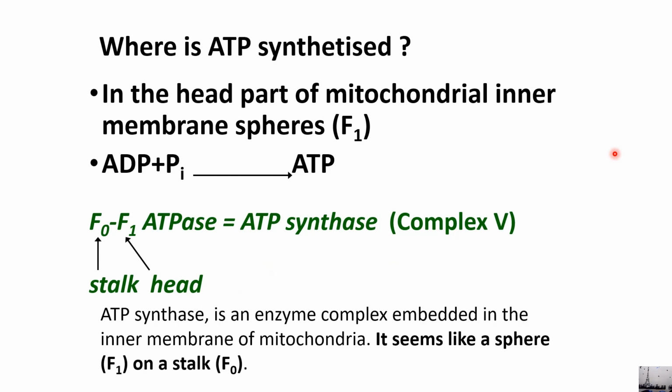So where is the ATP synthesized? It's in the head part of the mitochondrial inner membrane spheres. ADP plus Pi gives ATP. So F0, F1 ATPase or ATP synthase is complex V. This portion is the stalk and this portion is the head. So ATP synthase is an enzyme complex embedded in the inner membrane of mitochondria. It seems like a sphere, F1, on a stalk.